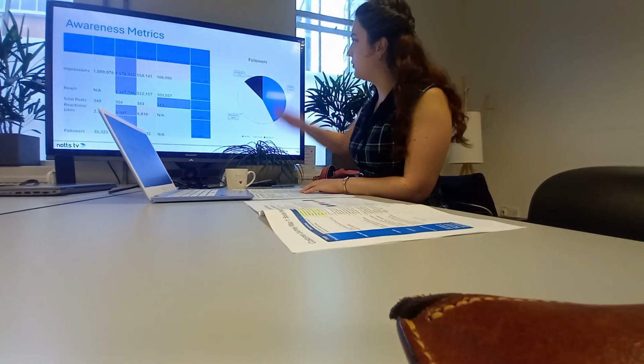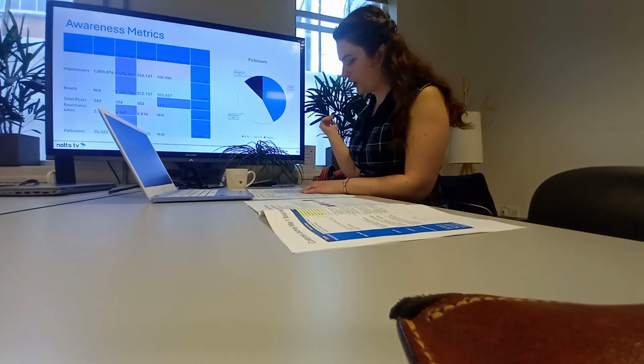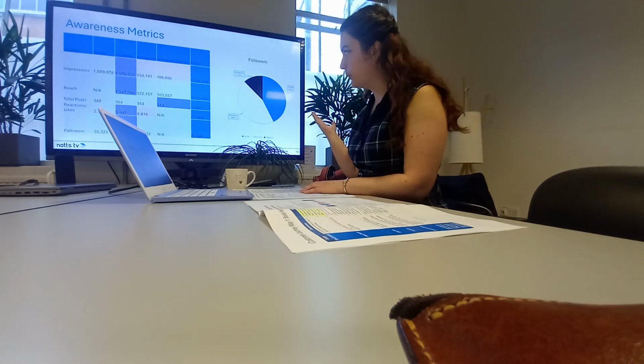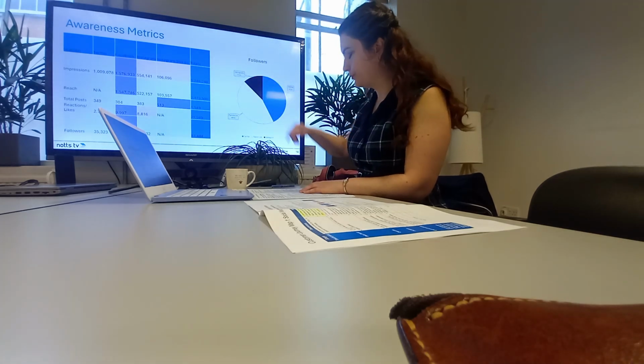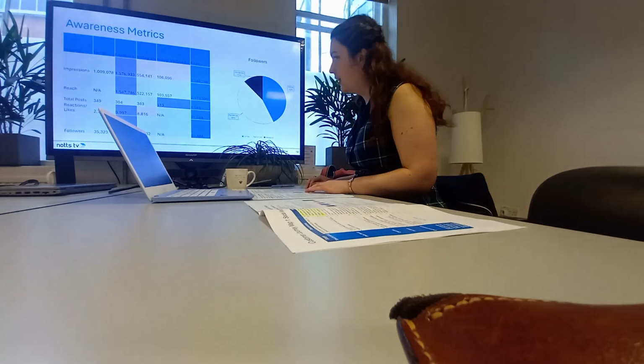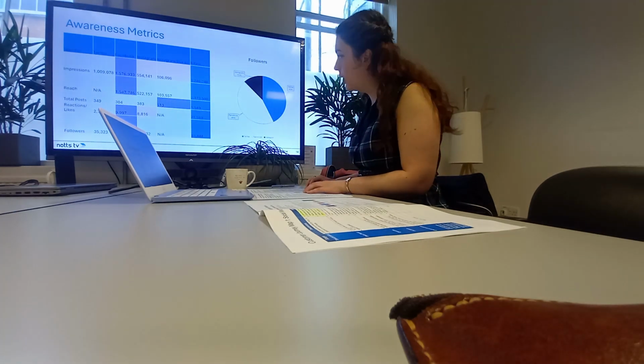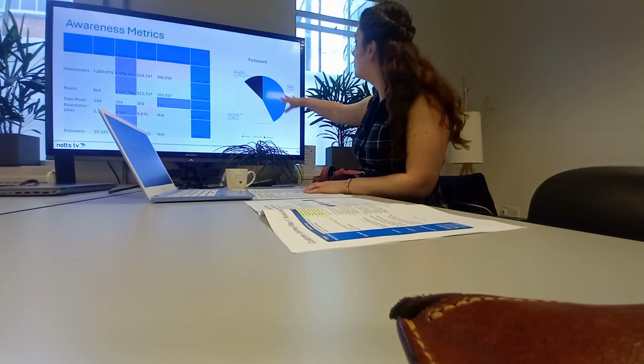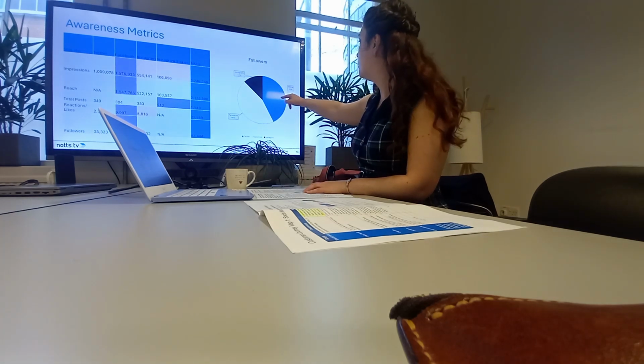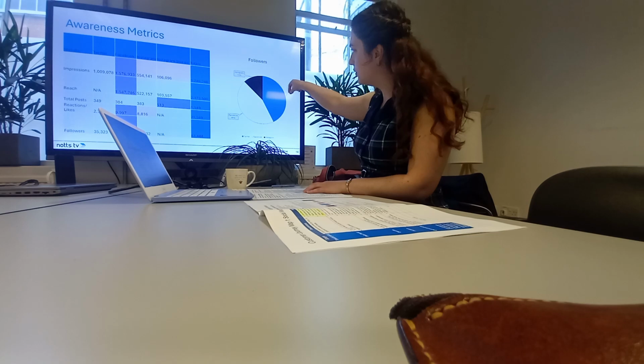So as you can see, we've got Facebook in the lead with most of the awareness metrics, so they are the dark purple colour in the middle. And that's probably because they've got more followers. Instagram is second, but it's interesting because they've got the least followers. You can see on this pie chart here, Facebook and Twitter are kind of even, and then we've got a little slice of Instagram followers.